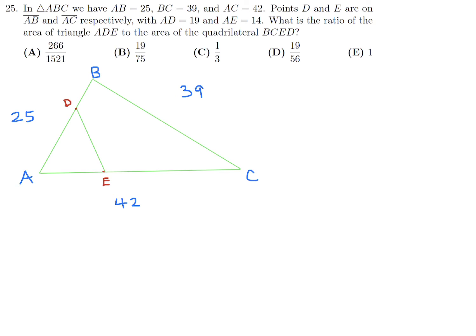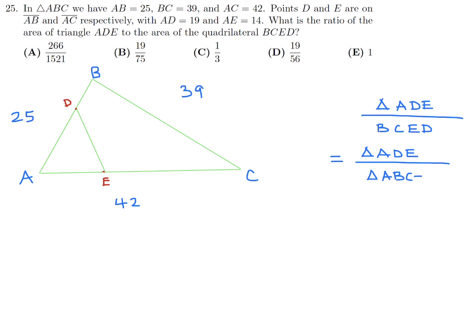And they want you to figure out, in the end, a ratio between triangle ADE over the quadrilateral BCED, like that. Well, I immediately noticed that if you have a quadrilateral BCED, that's basically the full triangle ABC minus ADE. Correct? All right. Okay, so how do we do this?